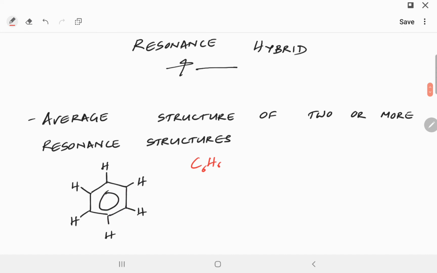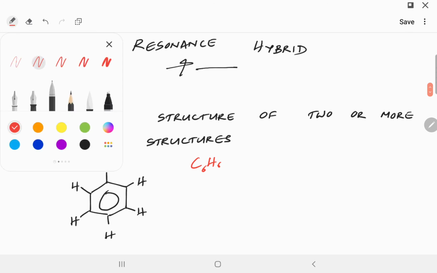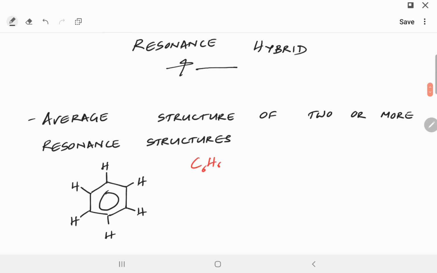So let me explain this resonance hybrid. When it comes to benzene, the chemical formula is C6H6. If you calculate the degree of unsaturation, it is 4. You obtain the degree of unsaturation for benzene by having 3 double bonds and a ring. So this is how benzene looks. Of course, each carbon has a hydrogen. In skeletal formulas, you don't have to show hydrogens that are attached to carbons, but let's do it for now.